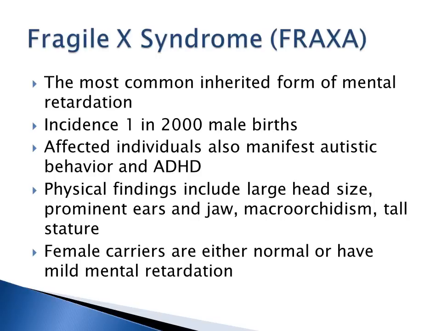In Fragile X syndrome, the incidence is 1 in 2,000 male births, and it's the most common inherited form of mental retardation. Affected individuals also manifest autistic behavior as well as attention deficit and hyperactivity disorder. Physical findings include a large head size, prominent ears and prominent jaw, macroorchidism, which is large testicles, and tall stature. Female carriers are either normal or they may have mild mental retardation.